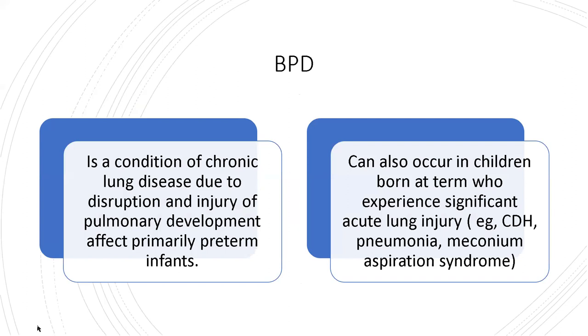Bronchopulmonary dysplasia, what's the difference between chronic lung disease and bronchopulmonary dysplasia? Bronchopulmonary dysplasia is chronic lung disease of prematurity. If the chronic lung disease is related to prematurity, they call it bronchopulmonary dysplasia. So it's a condition of chronic lung disease due to disruption and injury of the pulmonary vascular development affecting primarily the premature infant. It can also affect the full-term baby due to acute lung injury, like diaphragmatic hernia, pneumonia, meconium aspiration syndrome.